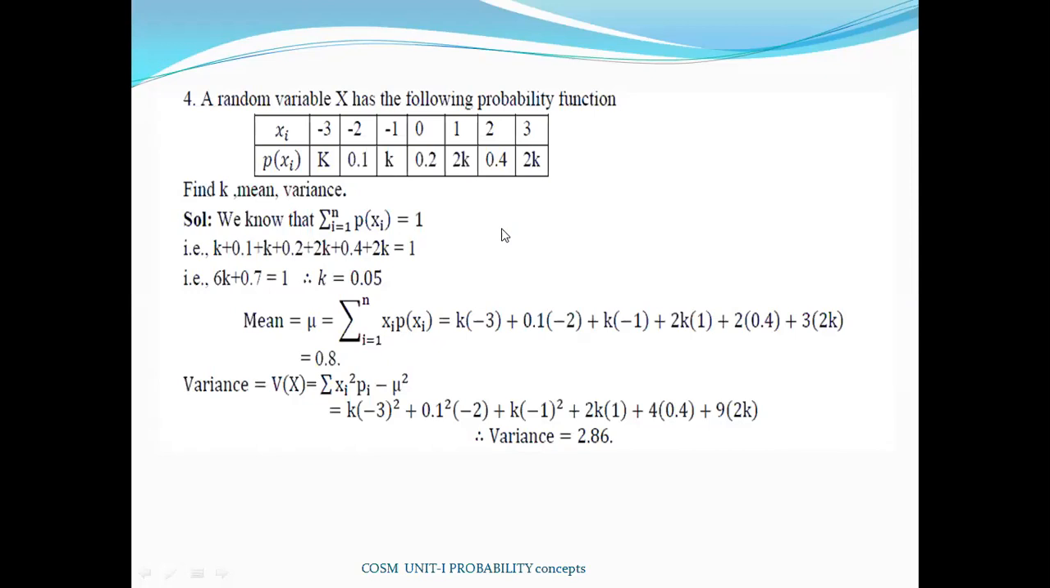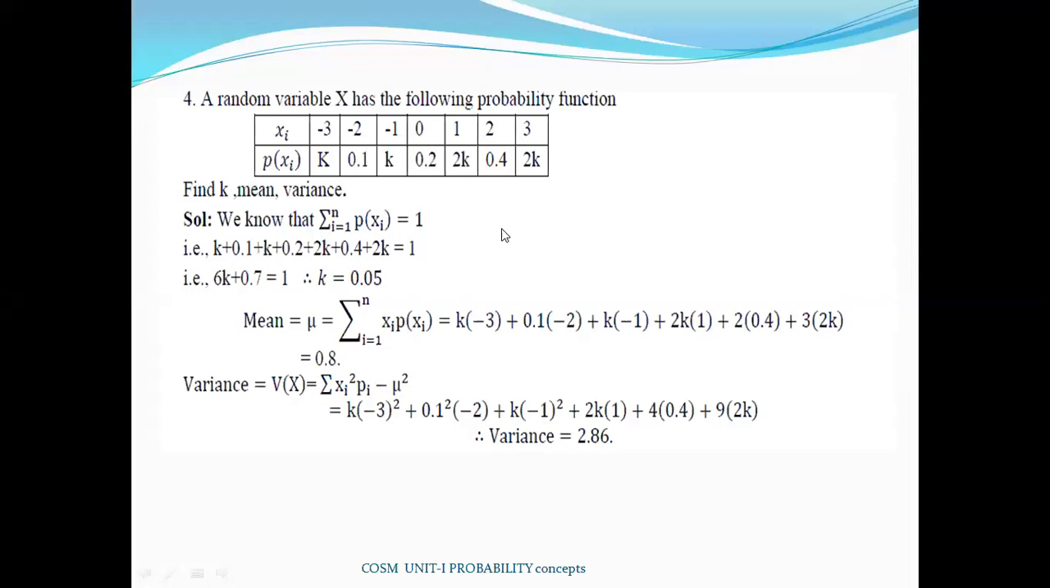Variance of x equal to the formula sum of xi square into p of xi minus mu square. You can observe that here the x values are negative but not the probability values. So you may have x values negative, 0, as well as positive. So the first value is (-3) whole square into k, plus (-2) whole square into 0.1. There is a mistake here in this PPT. You just make a note of it.